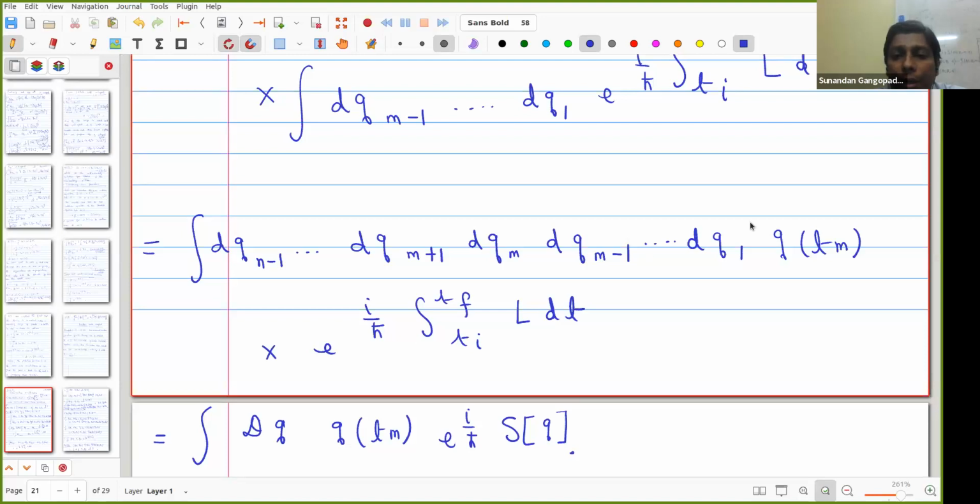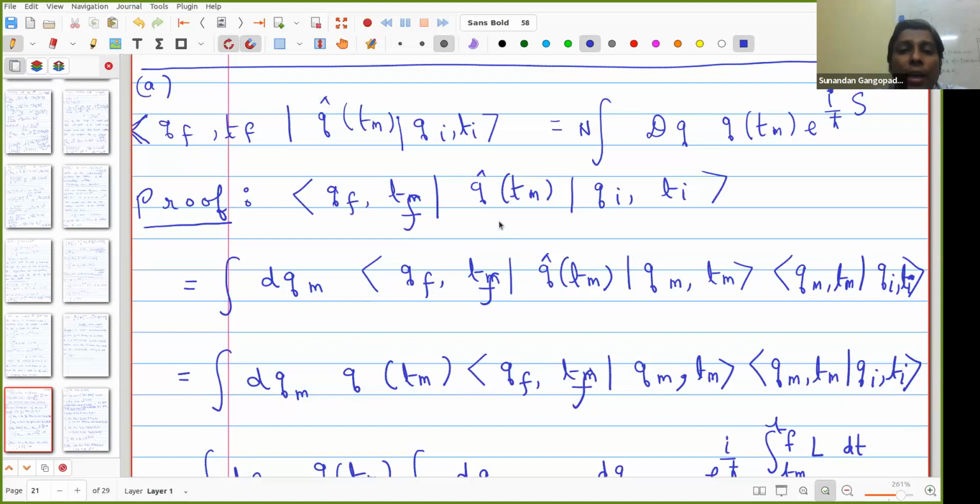And now this particular thing is very simple. This full thing, dq1 and so on, is n minus 1 number of integrals, and you know that the number of time slices will go to infinity in the limit of the time interval going to 0. So this becomes a path integral measure Dq, and this is already there. This is q at time tm multiplied by e to the power of i/ħ times the action S, which is a functional of q. So what we have shown is that if you put an operator insertion here, then this particular matrix element can now be written in terms of a path integral, and the result is the following.